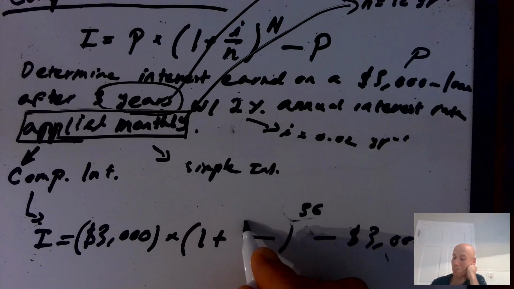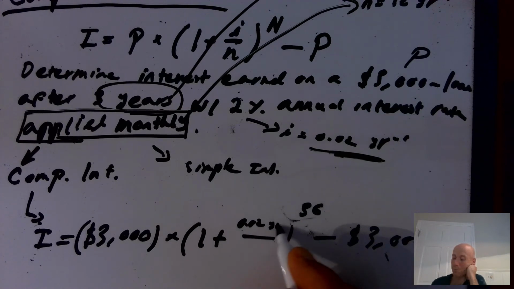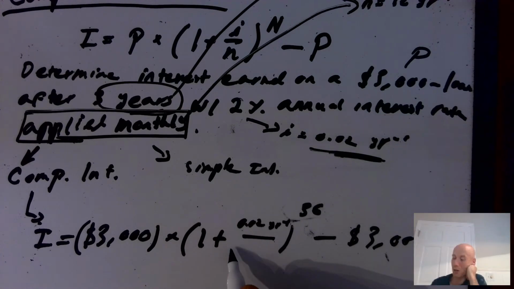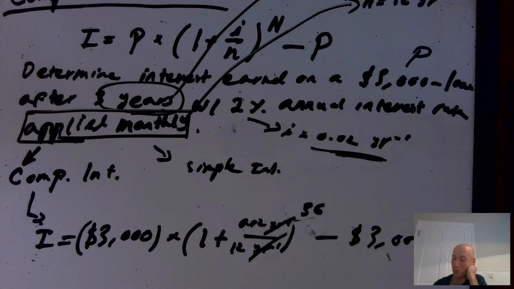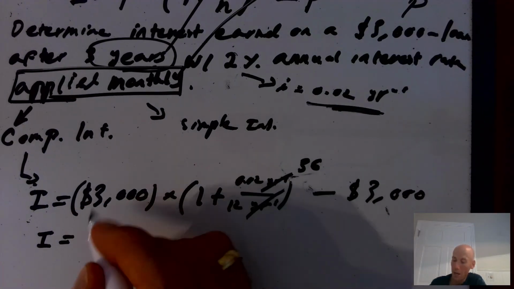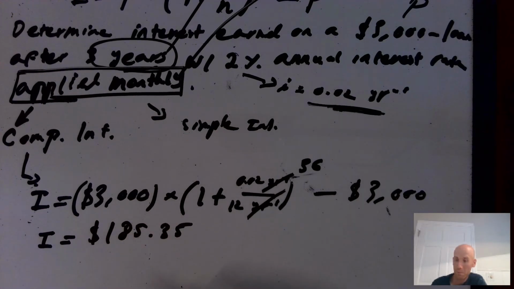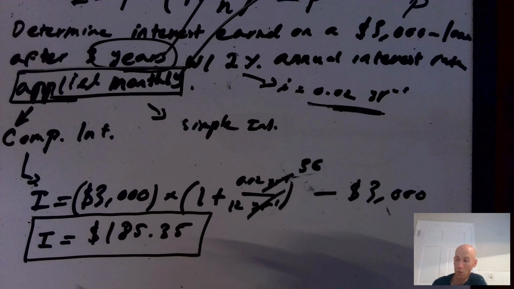So this is going to be 0.02 as the fraction, as we just discussed here. 0.02 per year. And here I have 12 per year. Great, so my per year things cancel, and I'm left with only dollars, which is what I want. So when I substitute all of this into the calculator and I work through this, I get $185.35. This is the interest made on this particular loan over 3 years.